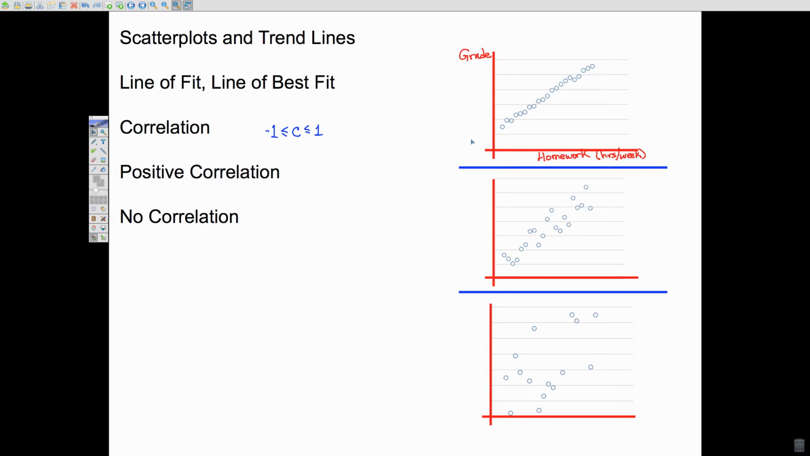Now, let's say that one teacher did this study in her class and got this data shown in the first chart. Now you can see that the amount of homework that students do per week looks like it's directly related to their grade. And the less homework people did, the less of a grade they got. The more homework they did, the higher the grade. In this case, we say that the two variables, homework and grade, have a high positive correlation.